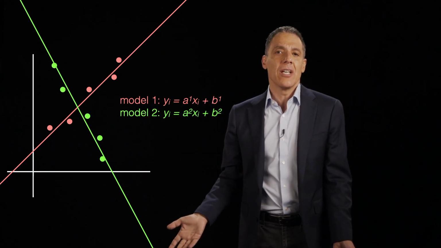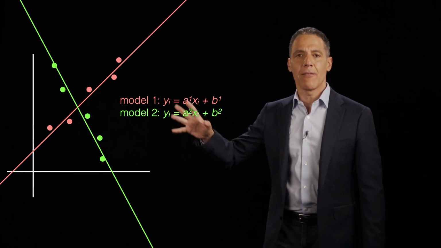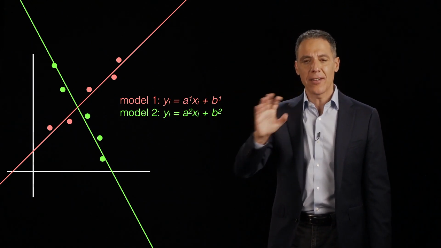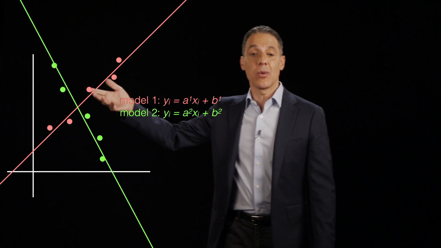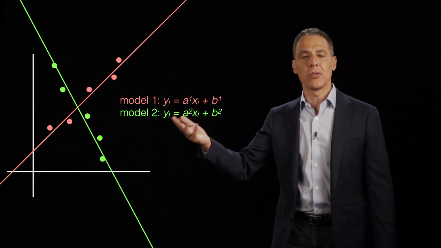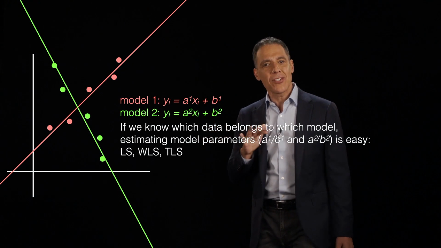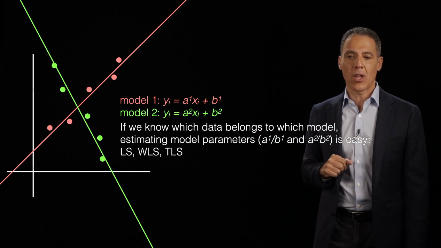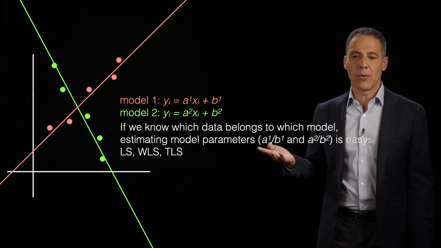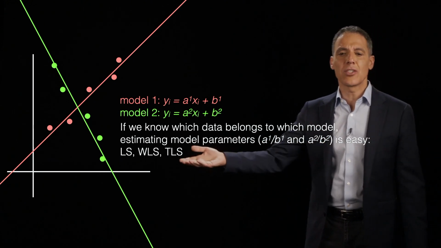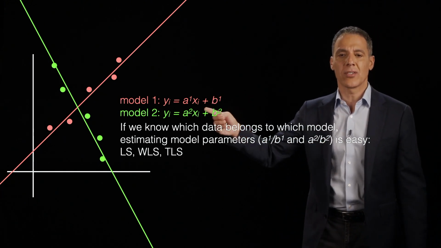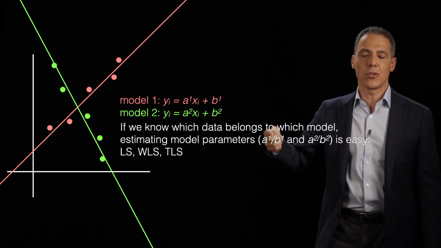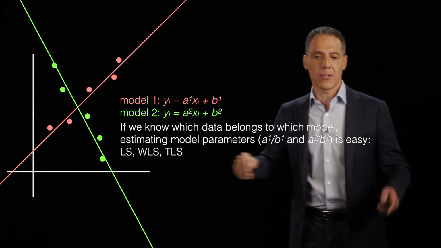And so our task is very similar to what we did in k-means. We have two problems we want to solve. We want the model parameters. In this case, it's not a center, but it's a slope and an intercept. And we want to do a class assignment. We want to know which points belong to which model. Now, we have the same sort of setup that we did with k-means. If we know which data belongs to which model, estimating the model parameters a1, b1, a2, b2 is easy. Use least squares, weighted least squares, total least squares, just run it twice. Take all the red points, do least squares estimation, get a1, b1. Take all the green points, do least squares estimation, get a2, b2. Game over. We're done. We know how to do this.